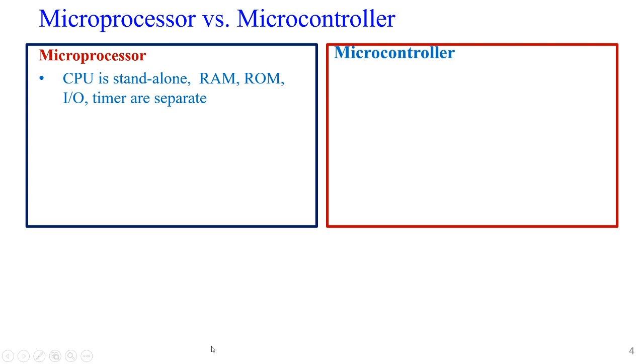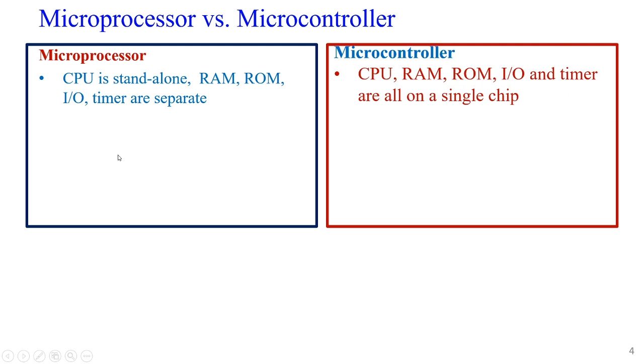What is the difference between microcontroller and microprocessor? In a microprocessor, the CPU is standalone, separate. Random access memory is separate, read only memory, input output and timers are separate. Whereas in a microcontroller, CPU, random access memory, read only memory, IO and timers are all on a single chip. So this is the microcontroller.